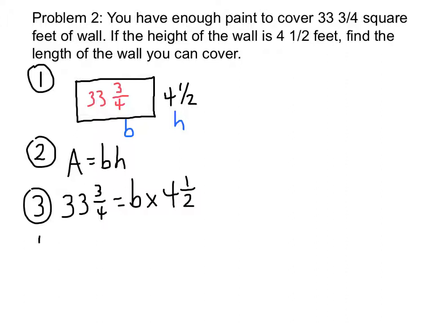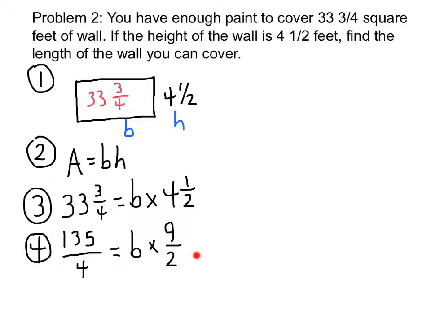Oh my goodness, so now it's step 4, solving. Oh, we got a lot of work to do here. First off, we need to find out what these fractions are as improper fractions. It's a lot easier to work with improper fractions. So remember that when you do this, you're going around the circle. 2 times 4 plus 1. 4 times 33 plus 3. Now, I'll let you work that out on the calculator, but what you get is 135 over 4 equals b times 9 over 2.